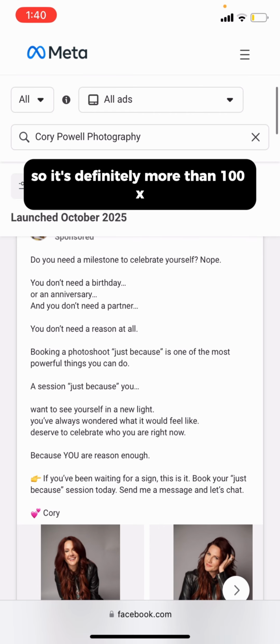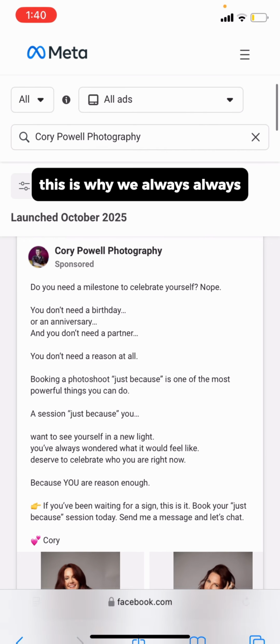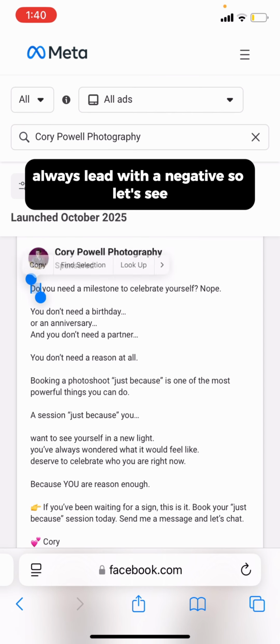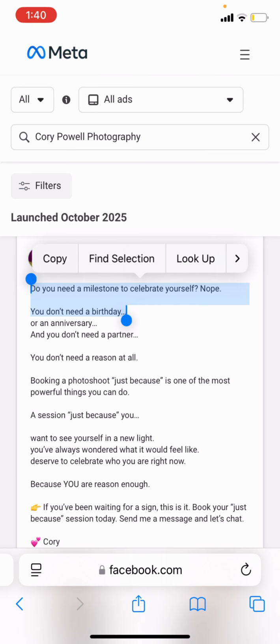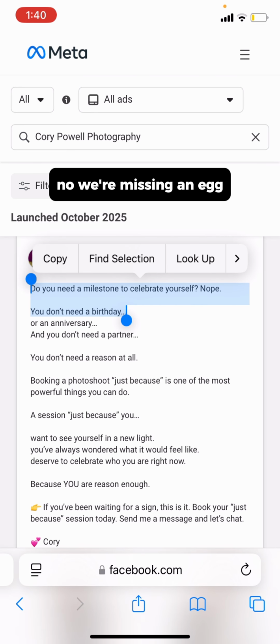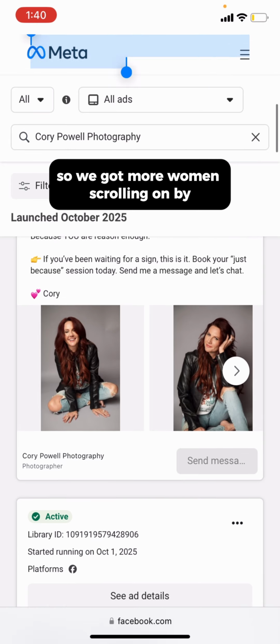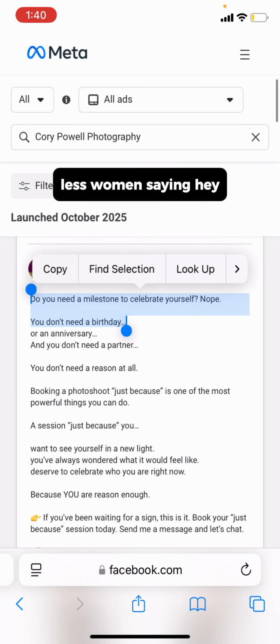So it's definitely more than the 100x. This is why we always, always, always lead with a negative. So let's see. Do we have a negative here? No, we're missing a neg. So we got more women scrolling on by, less women saying, hey, this is what I want to get away from in my head. Let me read a little bit deeper, see what they got going on.